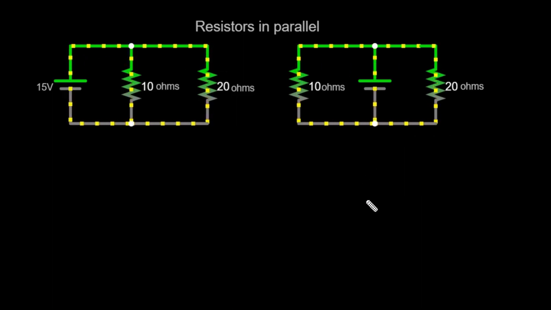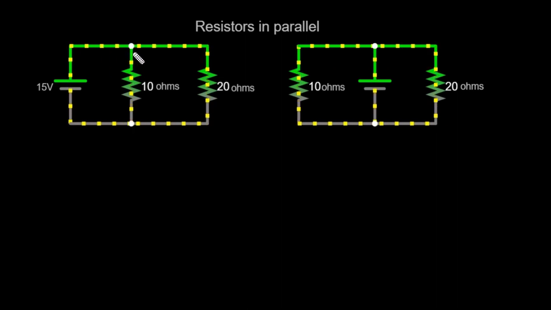In this video, we will learn about resistors in a parallel connection. So when resistors are in a parallel connection, one thing we have to know is that they will share a common node. Looking at these two resistors that I have here, the 10 ohms resistor and the 20 ohms resistor, you see that they share a common node.